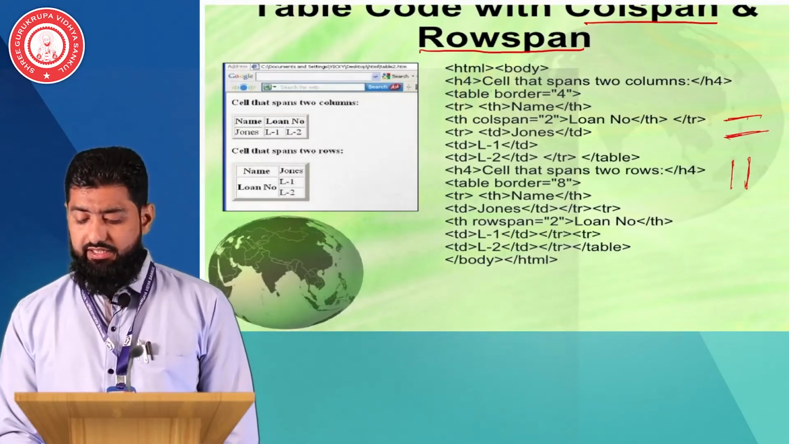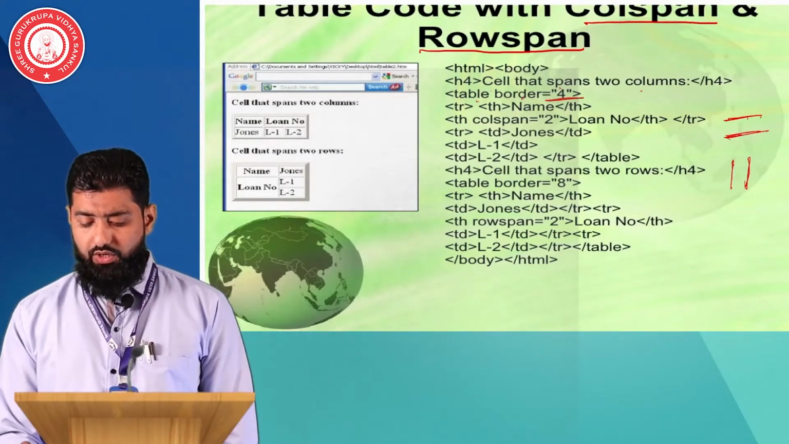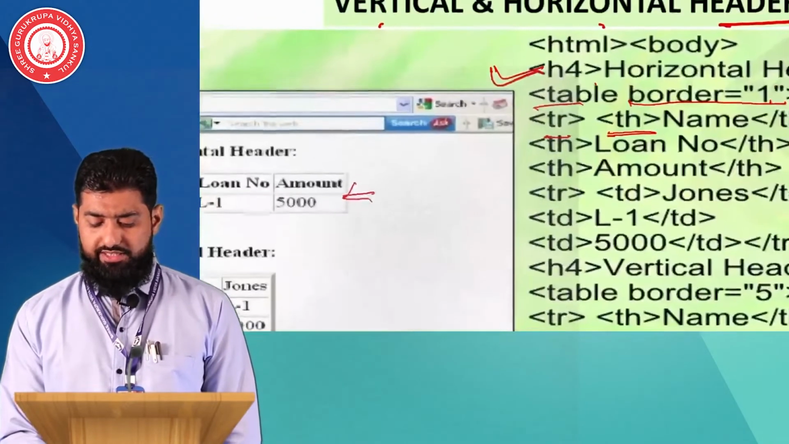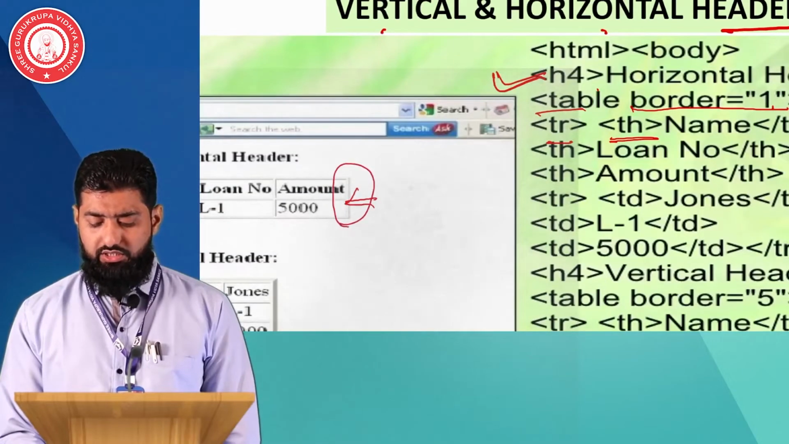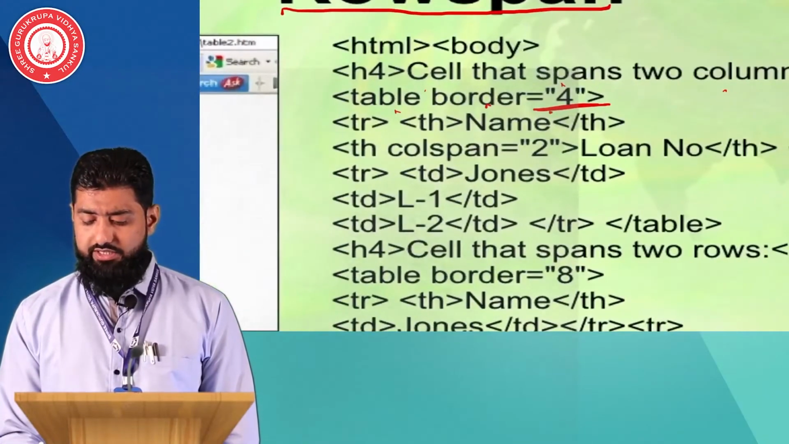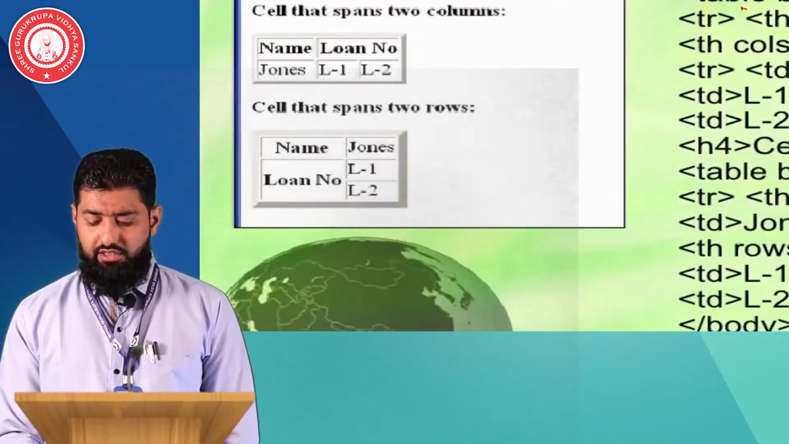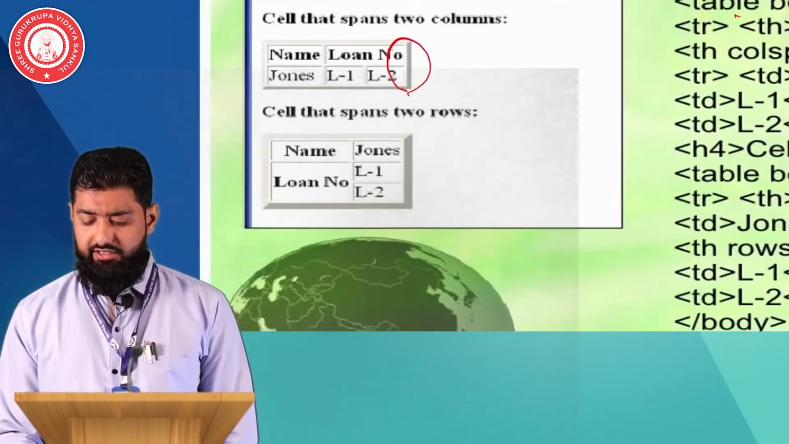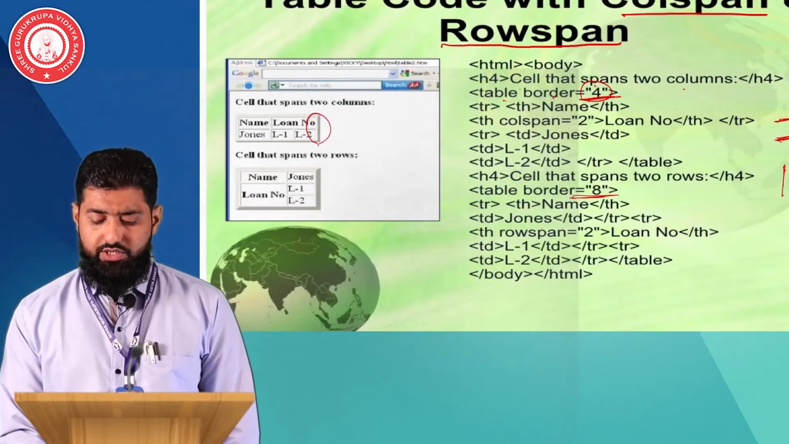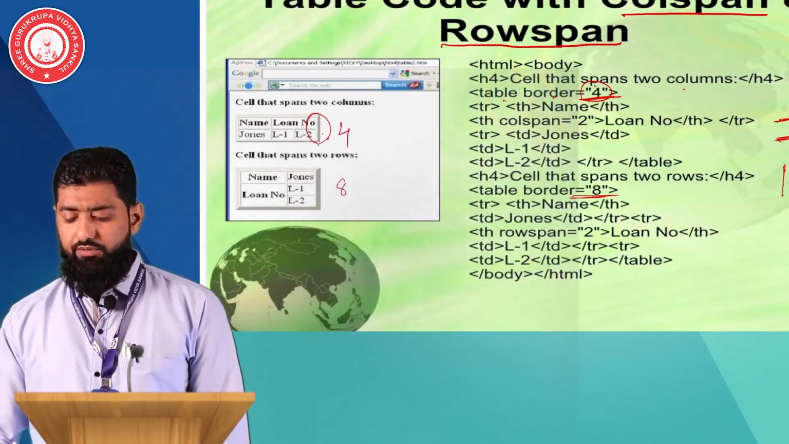Here is an example of a cell that spans two columns, with table border equal to 4. In our last example, table border was 1, so you saw a thinner border around the content. But here we use table border equal to 4. It will show a thicker border, and in the next example we use border equal to 8, which will show double this 4. So this is the border attribute of the table.